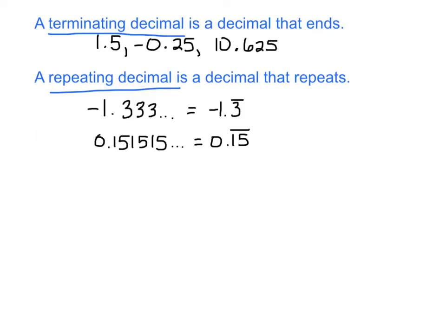Something you've done before is talking about terminating and repeating decimals. Just as review, a terminating decimal is a decimal that ends. For example, 1 and 5/10, -25 hundredths, 10 and 625 thousandths. All of these decimals end. A repeating decimal is a decimal that repeats. -1.333 is really -1.3 repeating. Same thing here, it repeats because the repeating bar shows us it repeats.